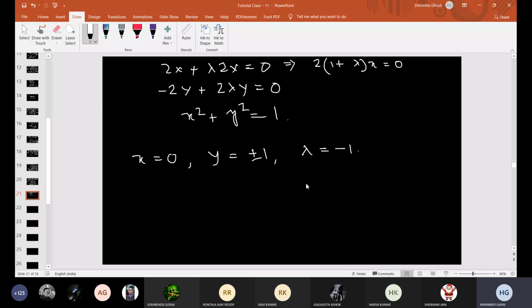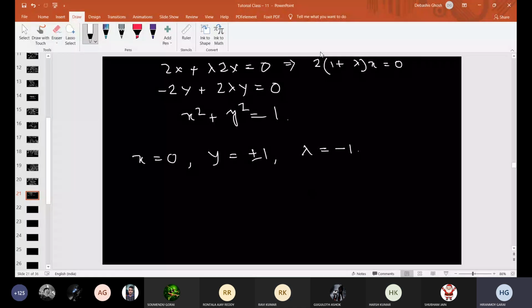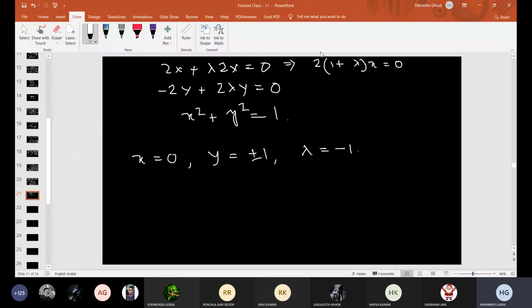First, we consider these two things. So we are considering here either x equals 0 or lambda equals minus 1. Both the things will not be considered simultaneously. We can consider one at a time. So for x equals 0, we are getting that y equals plus or minus 1.